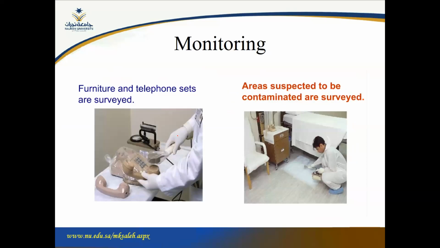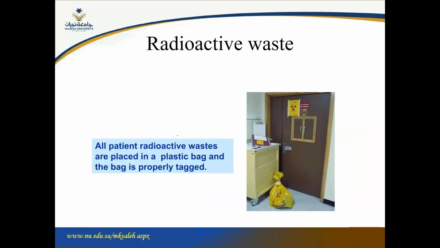Here we monitor. After releasing the patient, we start monitoring the room to see if there is any contamination. We monitor all the furniture, the telephone, and even the ground to see if there is any contamination. Then we collect this waste and put it in a bag like this. Of course, you can see on the bag the warning sign of radioactivity.